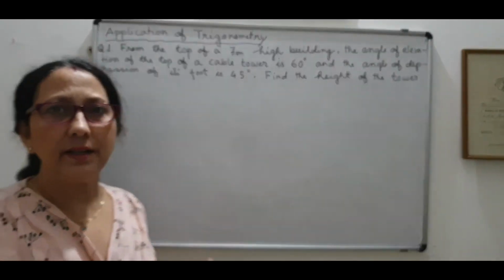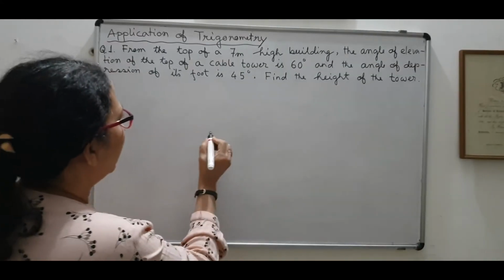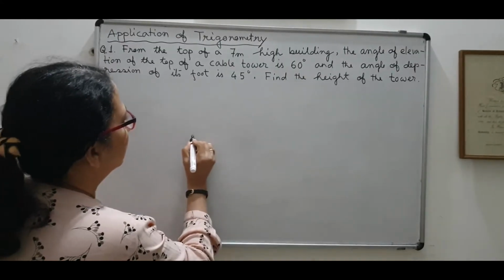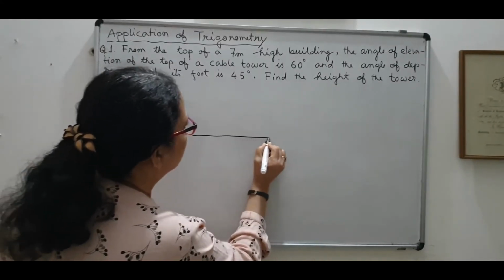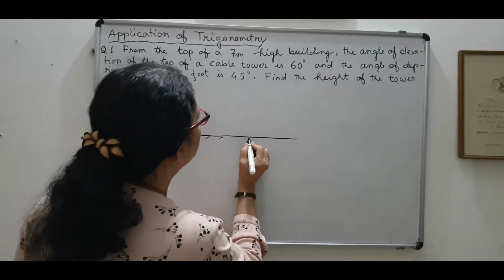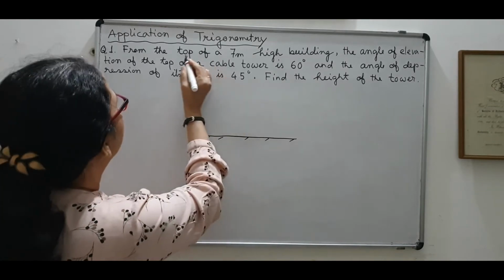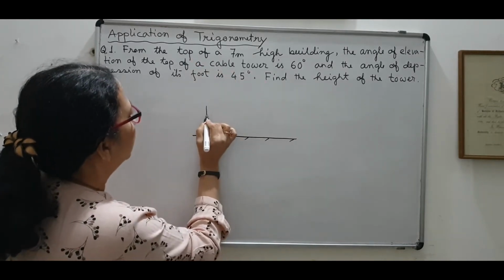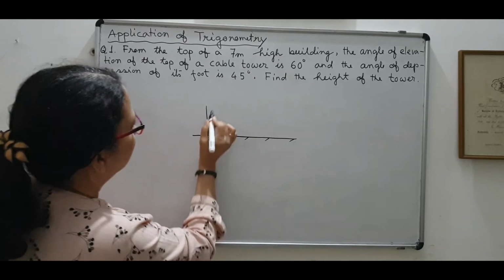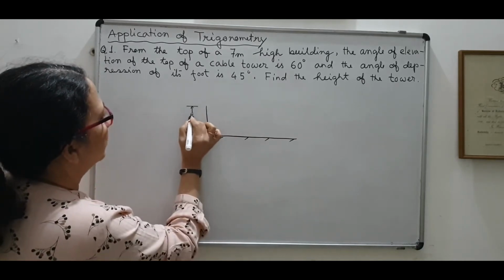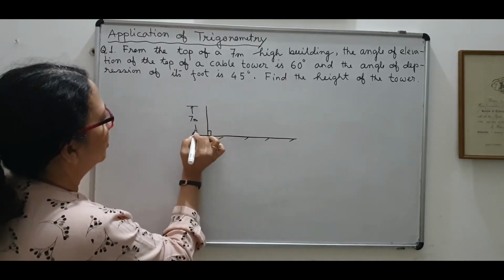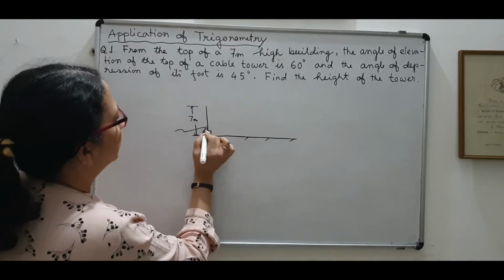So there is a building and there is a tower. So let me draw the ground level first. So you see, this is our ground. Then there is a building. So this is the building, this building is your 7-meter high, tall building.